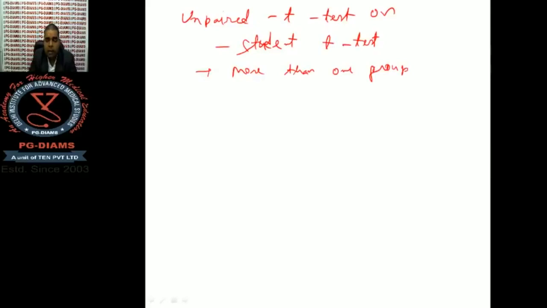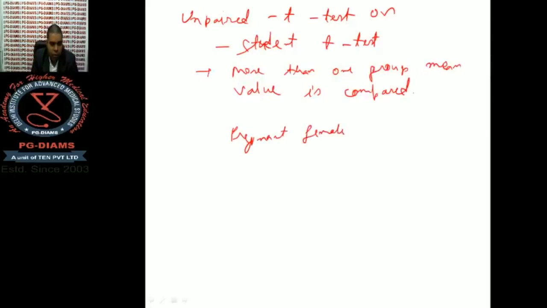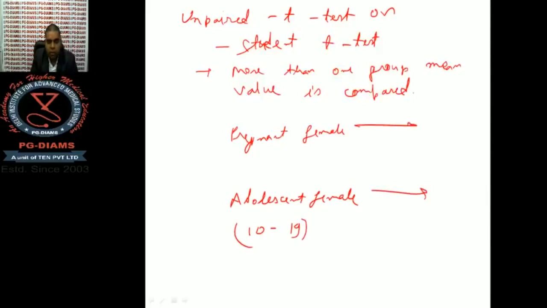And we compared more than one group, mean value is compared. Okay, for example, in this example, unpaired t-test, you will take one group of pregnant female and one group of adolescent female belonging to age group 10 to 19. Okay, in both of these age groups you give 6 month IFA.